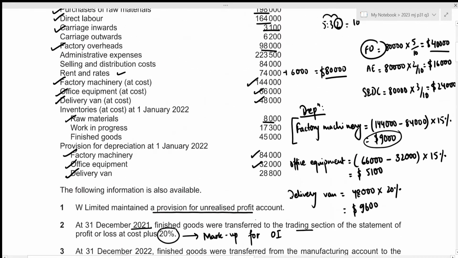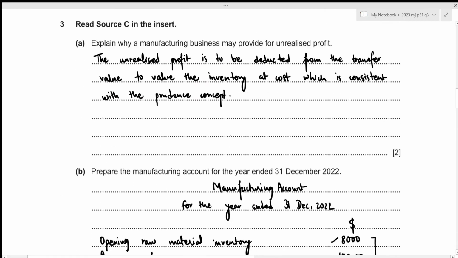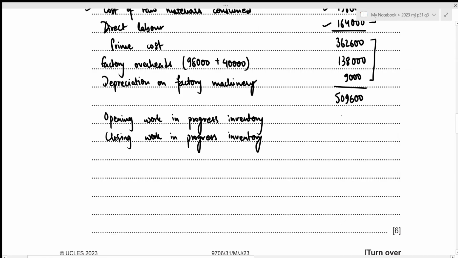All right, so for the opening inventory of work in progress, that's given to be 17,300, and for the closing one, it's 16,900. Let's write it down. So we need to add 17,300 and subtract 16,900. Now this will finally give our cost of production or cost of goods manufactured. Now that's going to be the sum of these 3 items. So that's 509,600 plus 17,300 minus 16,900, which results in 510,000.